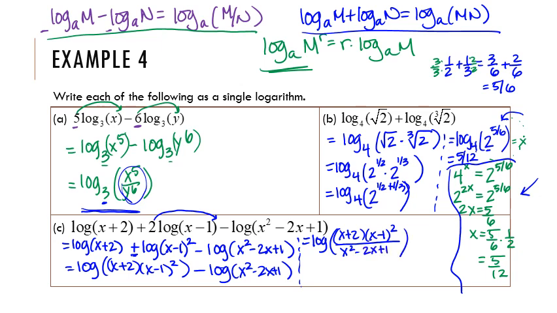So now I want to see if I can take this a little bit further. I know the numerator of this is factored, but the denominator I can factor. So that gives me x plus 2 times x minus 1 squared in the numerator. The denominator is x minus 1 times x minus 1, which is x minus 1 squared. So now I can see those cancel out, and I'm just left with the log of x plus 2.